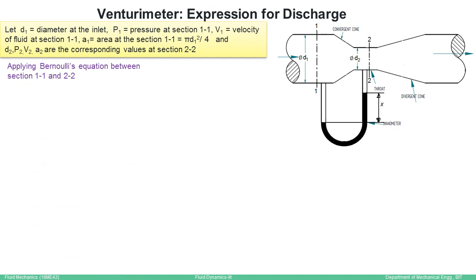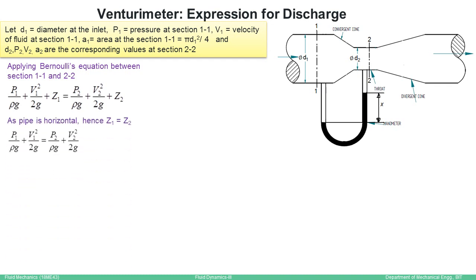So now using Bernoulli's equation between these two sections, we have P1 by rho g plus V1 square by 2g plus Z1 is equal to P2 by rho g plus V2 square by 2g plus Z2. Since this is a horizontal venturimeter, positioned horizontally, we have Z1 equal to Z2. Because of that, we have P1 by rho g plus V1 square by 2g equal to P2 by rho g plus V2 square by 2g. Rearranging, P1 minus P2 by rho g is equal to V2 square minus V1 square by 2g.